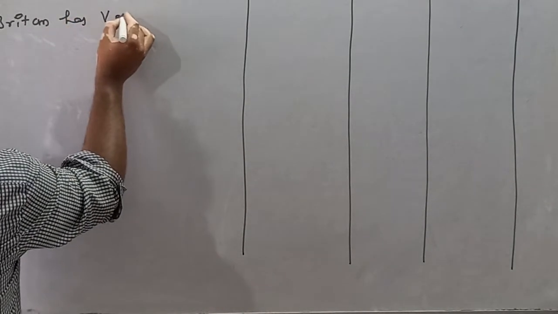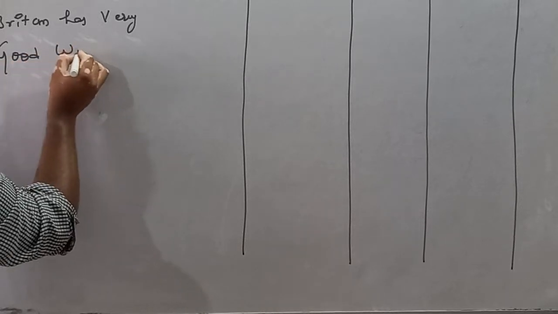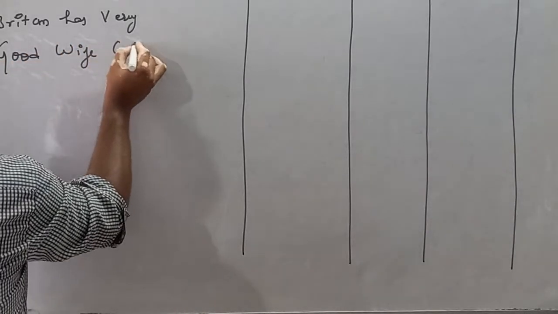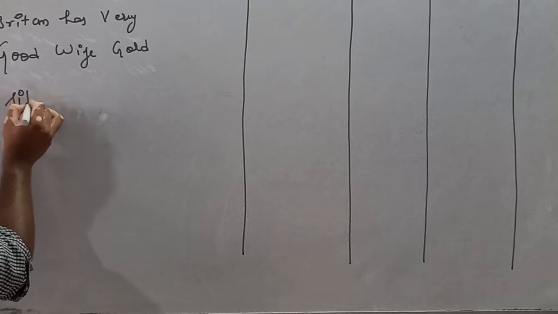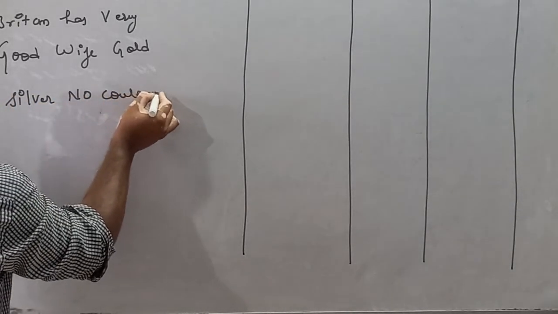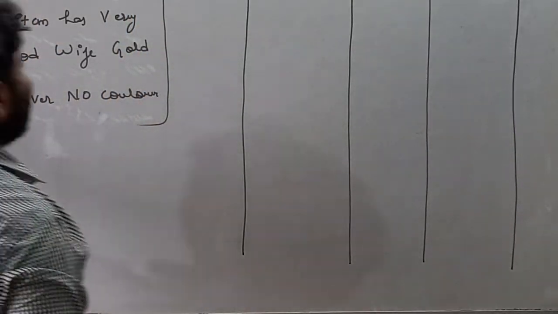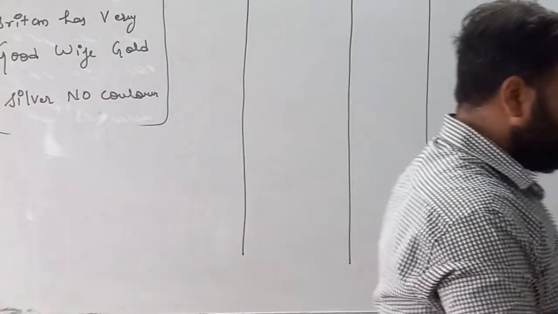B B Roy, Great Britain has very good wife, gold, silver, no color. Gold, silver, no color. So this is basically the trick to learn the table.